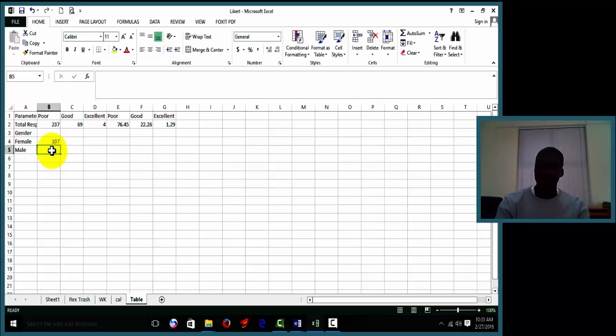For the males, we have 130. For the good side, we have 35 and then 34. And then here we had 2 and 2. So that does it for the session for gender.